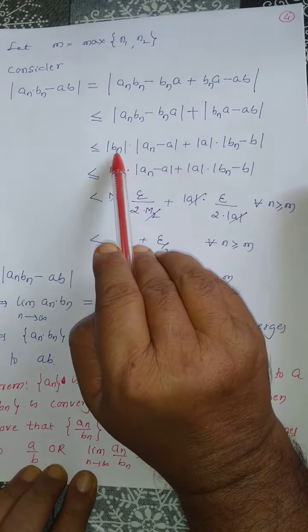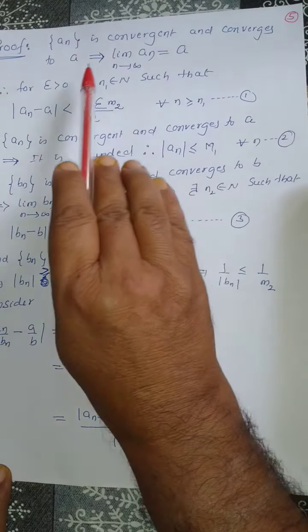So, theorem: if a_n is convergent and converges to A, and b_n is convergent and converges to B, then we have to prove that a_n by b_n is also convergent, and converges to A by B, or the limit of a_n by b_n as n tends to infinity is A by B. Okay, so let us see this.